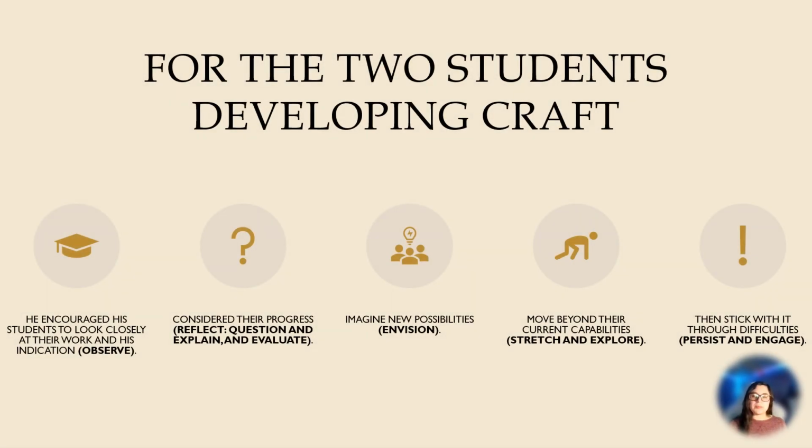Like what we had explained about the two students, one a beginner and one advanced, these are the other ways he would work with the two students on developing craft. He encouraged his students to look closely at their work and his indication. So this is a way where he would observe them to see where they're at.